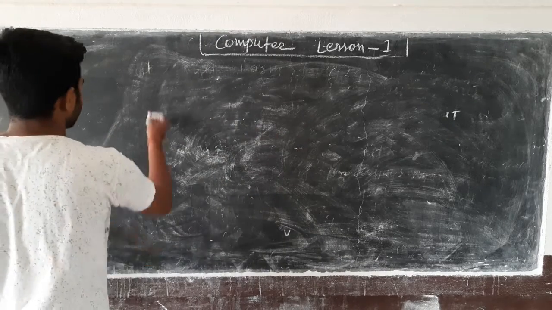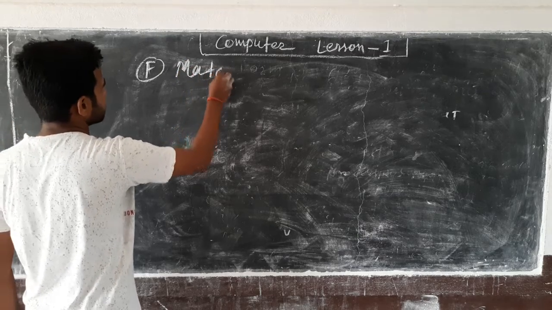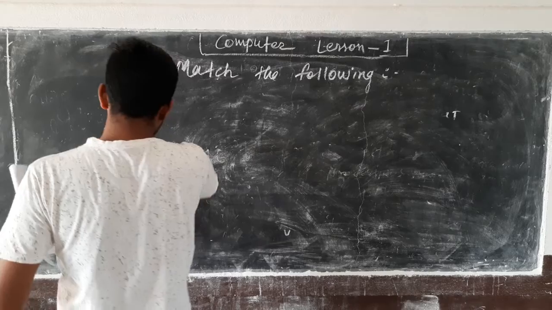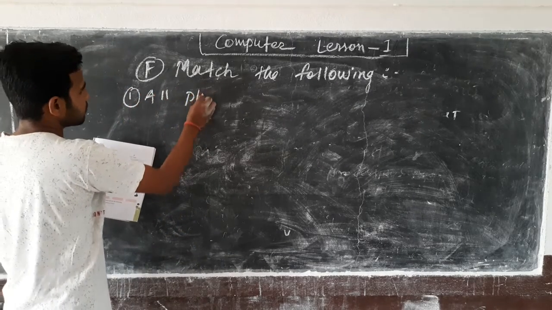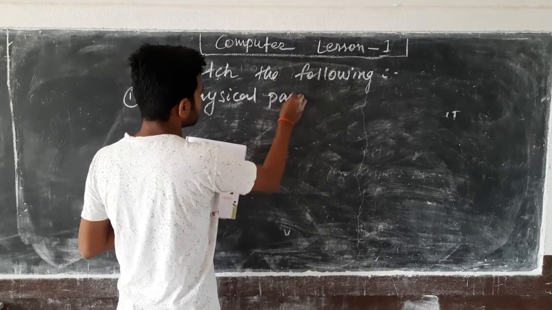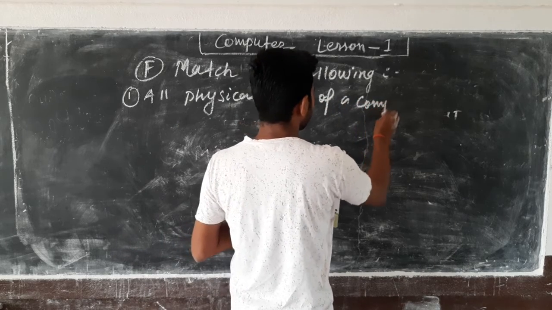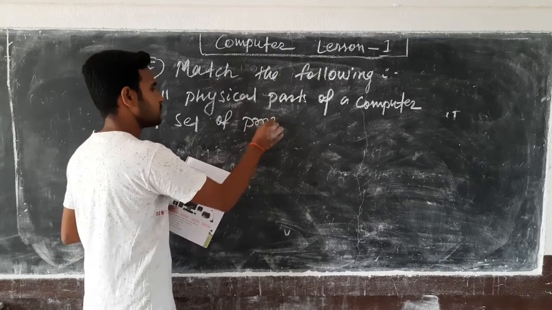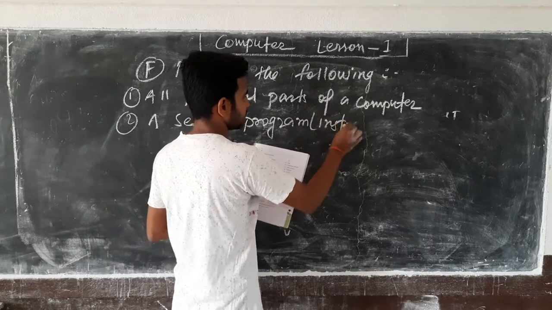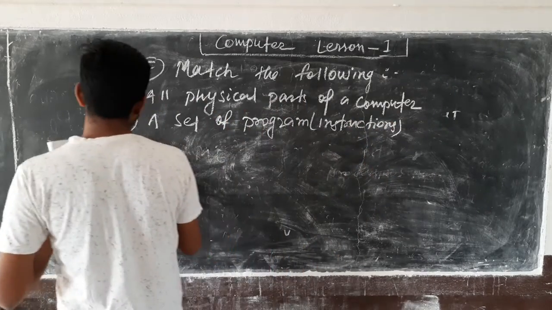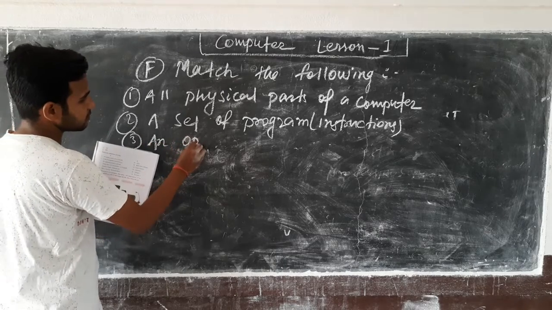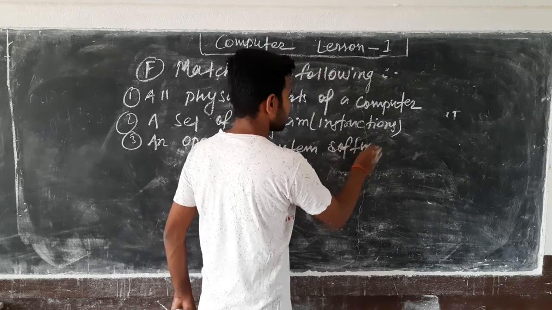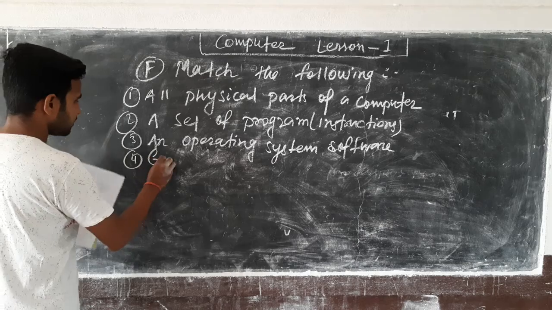Next, match the following. We have been given 6 items. First, all physical parts of a computer. Second, a set of programs and instructions. We already know about this one. Third, operating system software. Fourth, giving data and instructions to the computer.